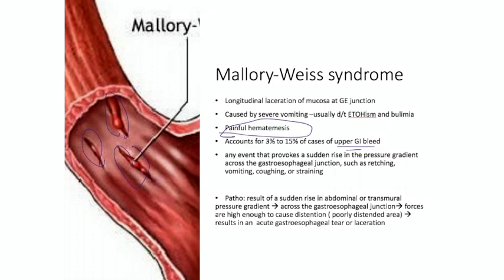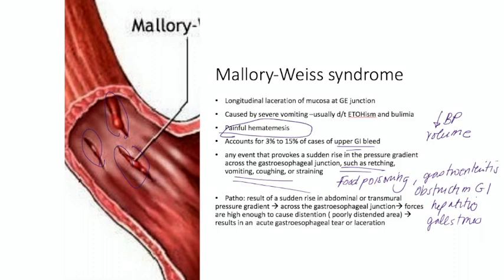The hallmark presentation is painful hematemesis. Depending on how bad the bleeding is, then you could see postural or orthostatic hypotension, and of course lightheadedness or dizziness related to the decrease in BP and volume. Risk factors are any condition that predisposes to retching, vomiting, or straining, chronic cough, hiatal hernia, complications when they're getting endoscopy or instrumentation, significant alcohol use, and a history of previous instrumentation that may have left some tears.